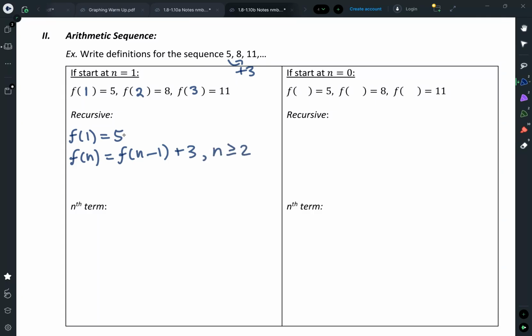So I have this rule up here where n is 1, and then I need to use this rule when n is greater than or equal to 2. So that means for step 2 or for term 2, for term 3, all of those terms.